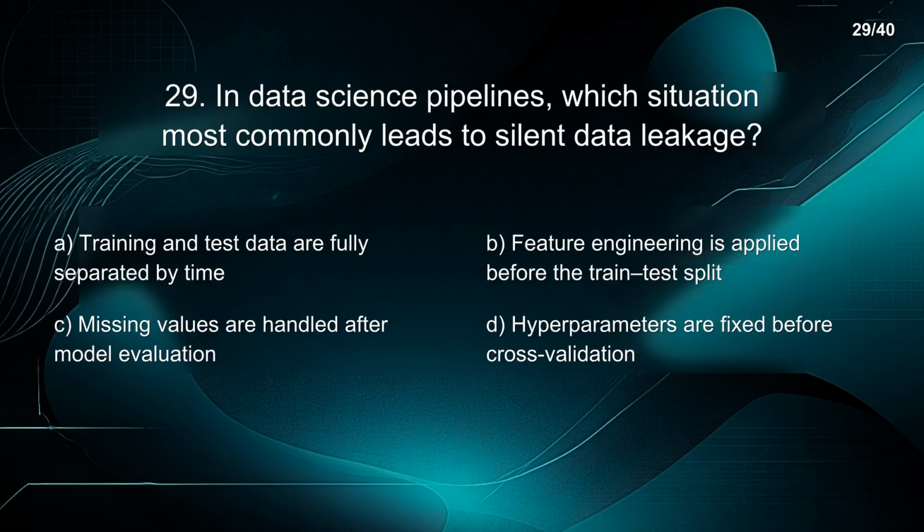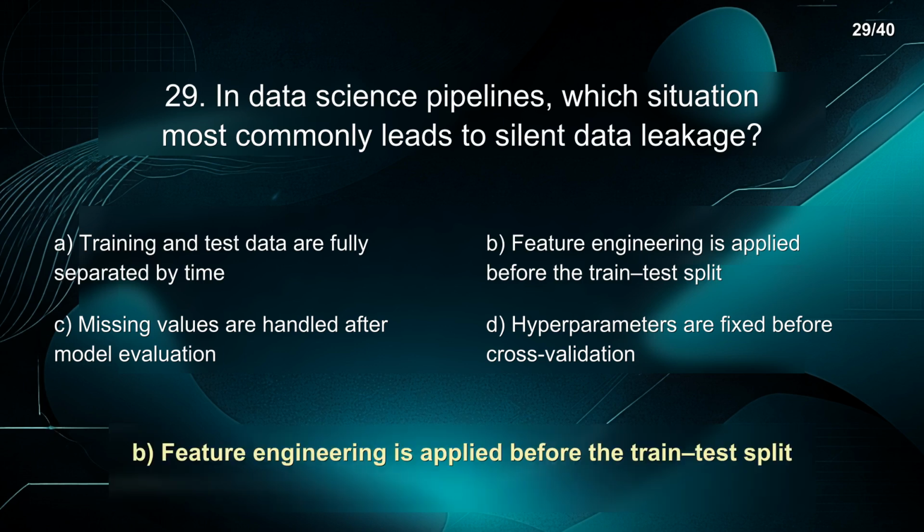29th question. In data science pipelines, which situation most commonly leads to silent data leakage? A. Training and test data are fully separated by time. B. Feature engineering is applied before the train-test split. C. Missing values are handled after model evaluation. D. Hyperparameters are fixed before cross-validation. Correct answer is B. Feature engineering is applied before the train-test split.